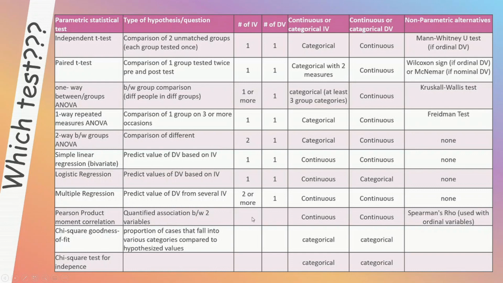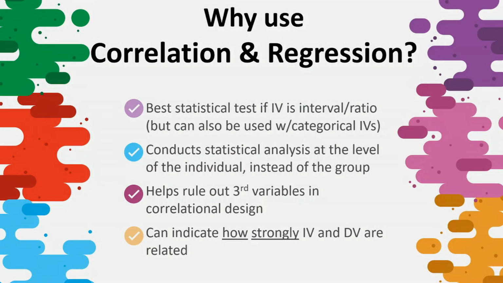If for some reason the variables are not both continuous, then we're going to use a Spearman's rho. Let me go a little farther, but keep this slide in mind in the future in case you need it. So why use correlation or regression? It's the best statistical test we have if our independent variable is interval ratio. It can also be used with categorical IVs. But when we've got both our independent variable and dependent variable as interval ratio or scale variables, correlation and regression is the way to go.